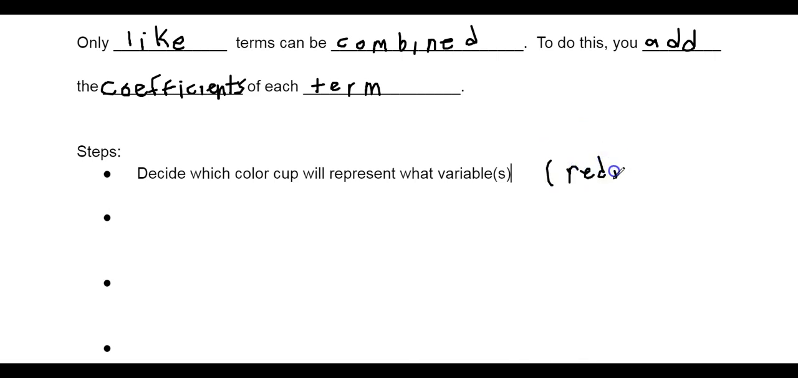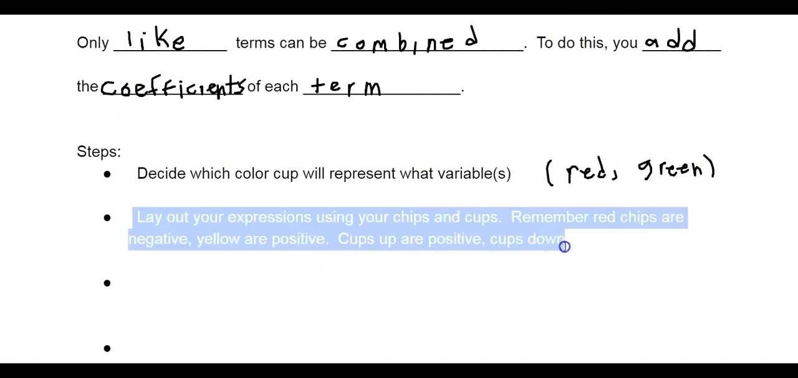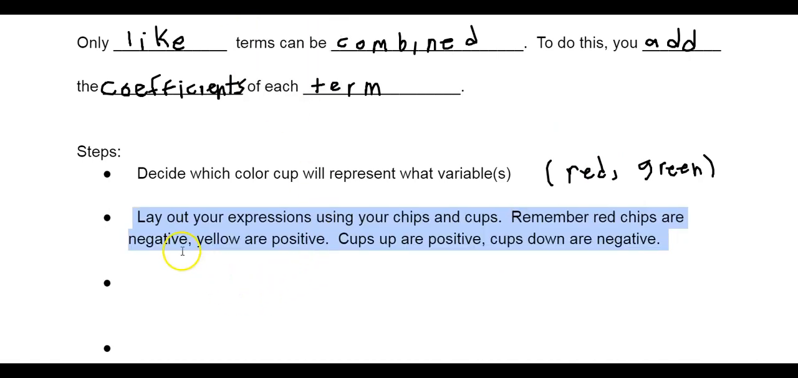Okay, I think I've got green, etc. Okay. After we decide what cup colors represent what variables, we're going to lay out the expressions using chips and cups. Remember, red chips are negative, yellow are positive. Cups that are up are positive, cups that are down are negative. Okay, and we'll see what we mean about that in a minute. We've talked about it in class.